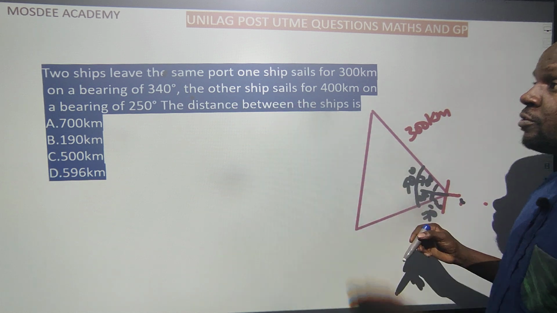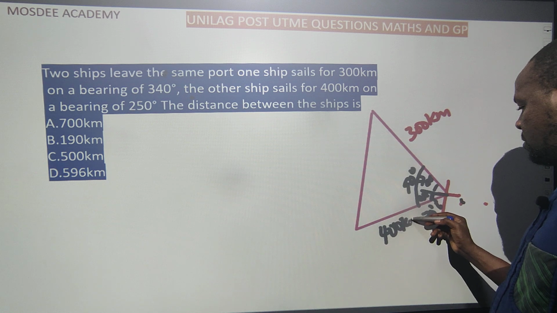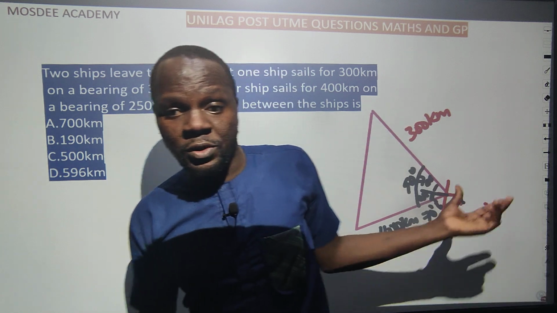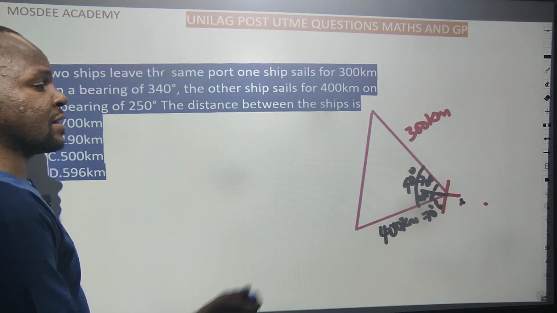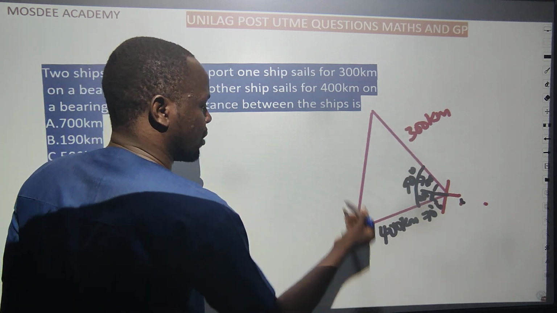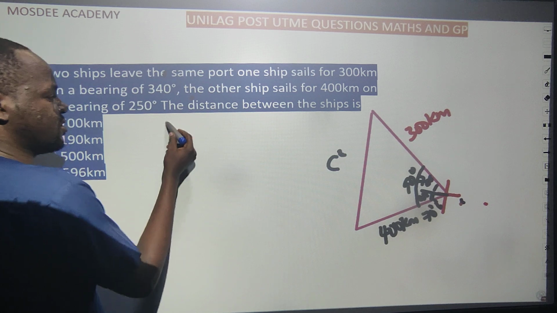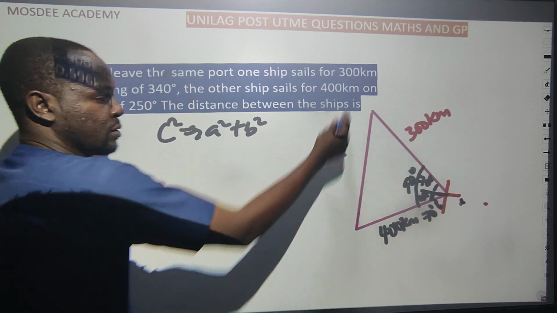So the other now moves at 400 kilometers. If this triangle is a right angle triangle, we don't need to waste our time, for 90 is the angle between them. Right angle triangle, we can apply Pythagoras theorem. So if we have a right angle triangle, we have 300 squared. Let's call this one C. So C squared is equal to A squared plus B squared. Pythagoras on the longest side.